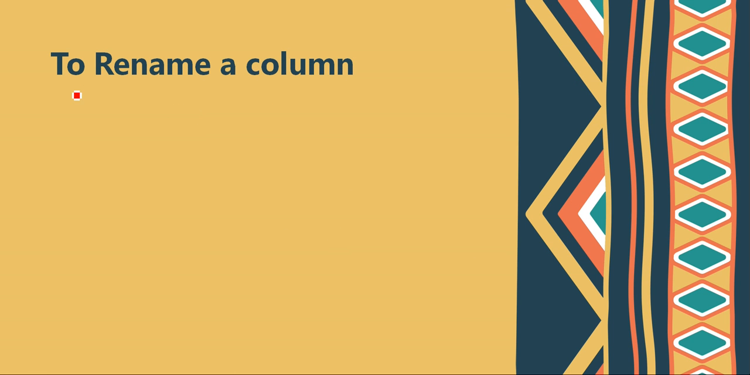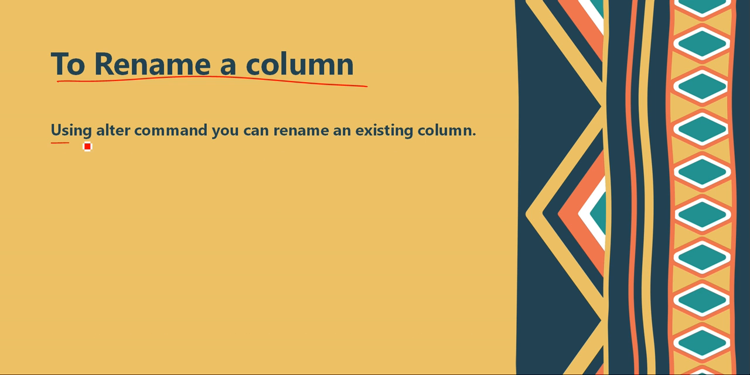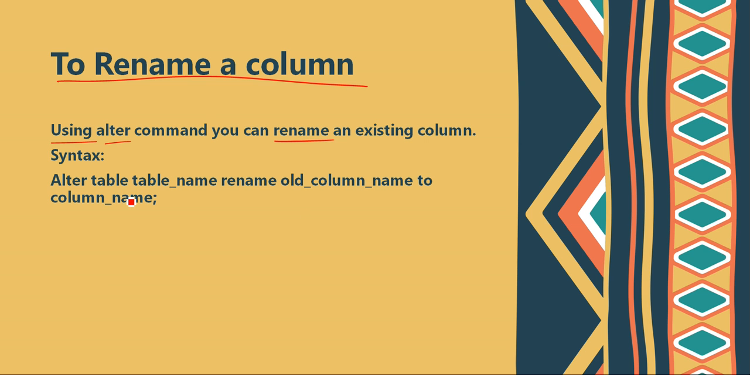Alright, now the last one, to rename a column. Until now we have added a column, and now rename a column. So how can we do that? Again we need to use the alter command, and this time you need to use rename as a keyword. So alter table, then the table name of the table I want to change, and rename old column name to new column name.